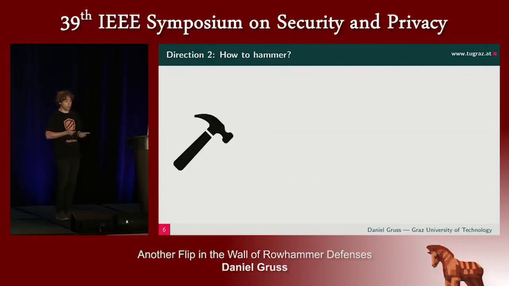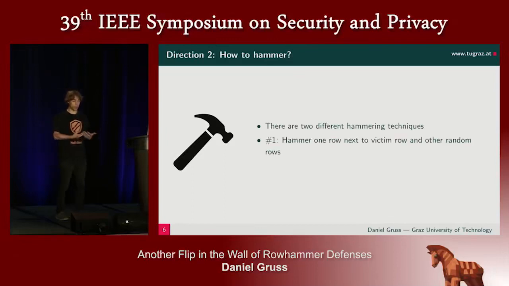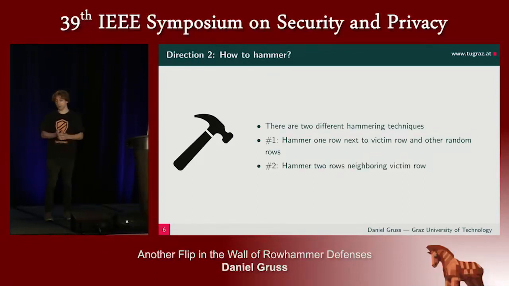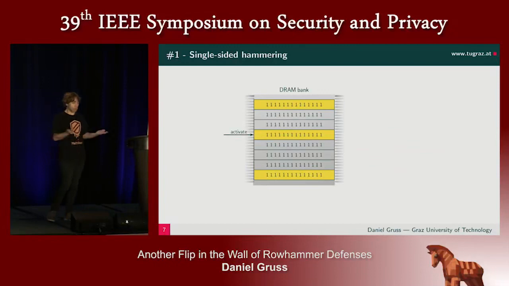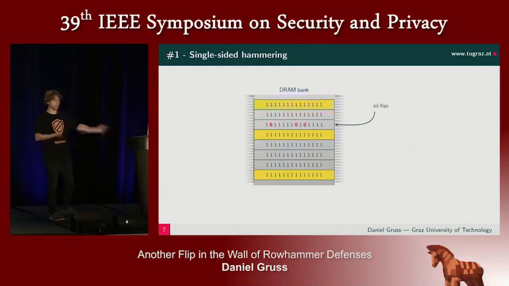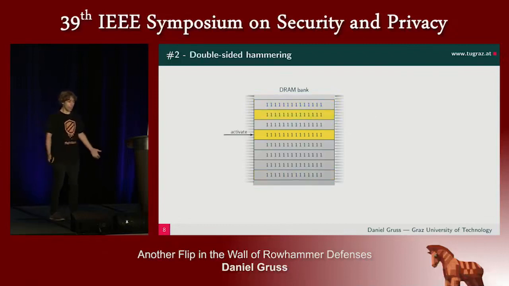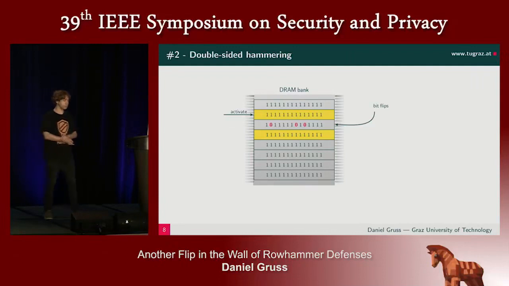Previously, there have been 2 techniques known. The first is we hammer one row next to a victim row and other random rows, or we hammer 2 neighboring rows. And it looks like this. If we do single-sided hammering, we just hammer a bunch of rows and expect bit flips next to one of them. In case of double-sided hammering, we are hammering 2 rows and we're expecting the bit flips, for instance, between those 2 or directly next to one of them.